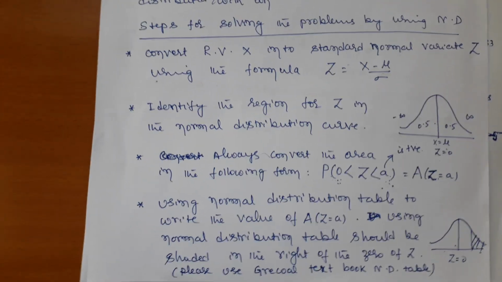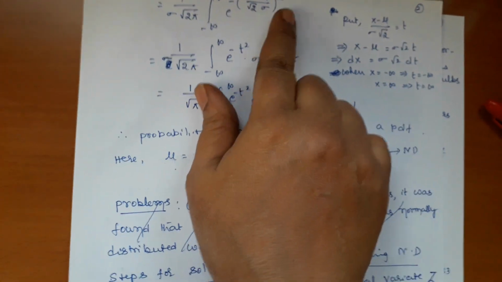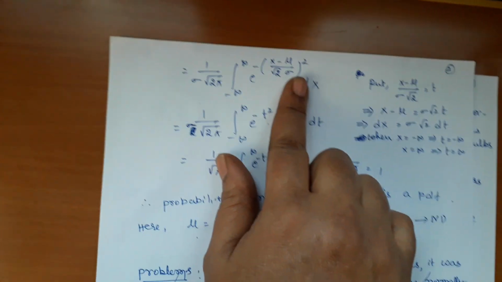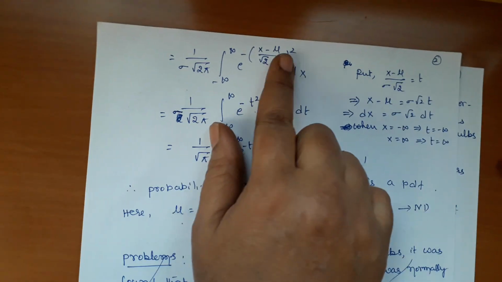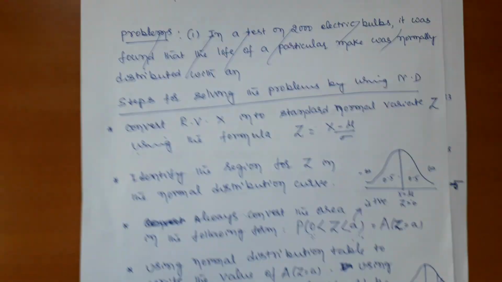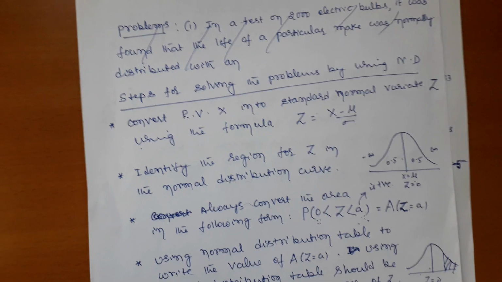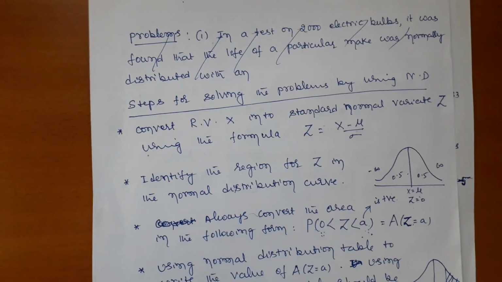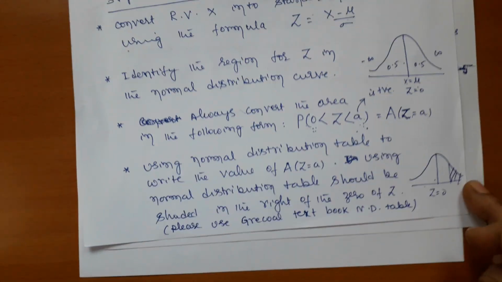Why? Because it is symmetric. The function here, (x minus mu) by sigma whole squared, is an even function. Therefore minus infinity to plus infinity can be written as 0 to infinity, or twice of minus infinity to 0. We are taking 0 to infinity.